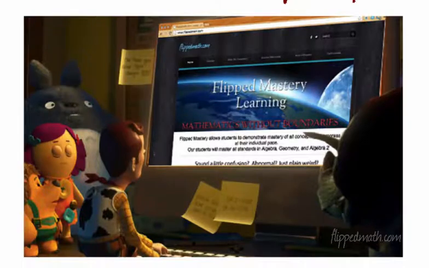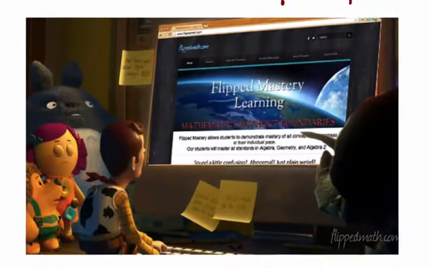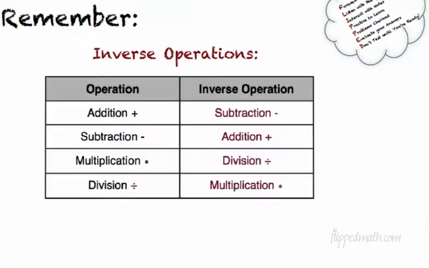Hey, algebra buddies. You've got Unit 3, Section 2. We're solving two-step equations here. Remember the inverse operations we talked about before. It's how you undo your equations. It's how you solve. You work it backwards. We have our four operations here: addition, subtraction, multiplication, division. The inverse, or the opposite. Remember, inverse means opposite.